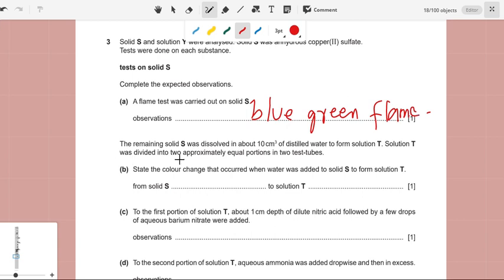Okay, the remaining S was dissolved in about 10 cm³ of distilled water to form solution T. Solution T was divided into two approximately equal portions in two test tubes. State the color change that occurred when the water was added to solid S. So initially the color of the solid is white, copper sulfate, but when it is in the dilute form, it will show a blue solution.